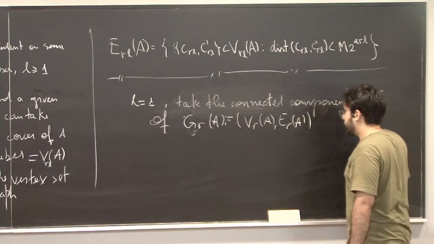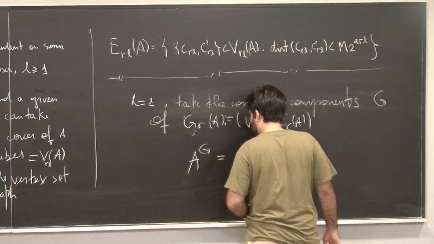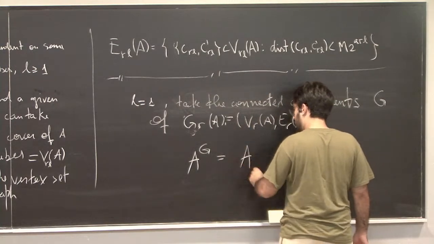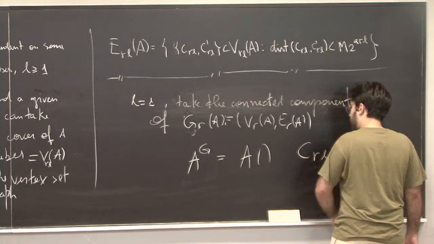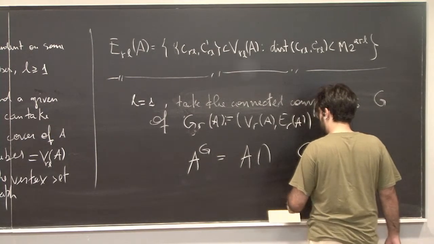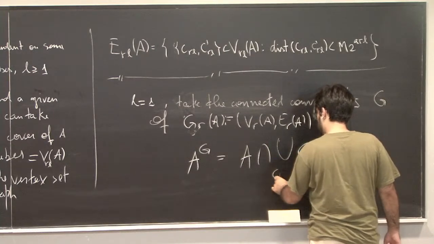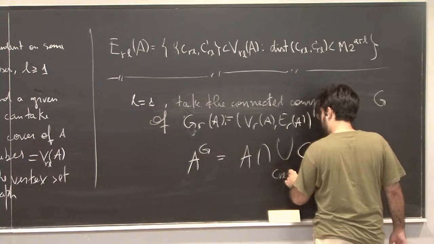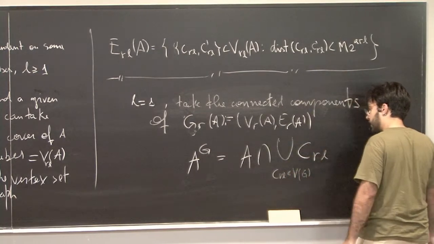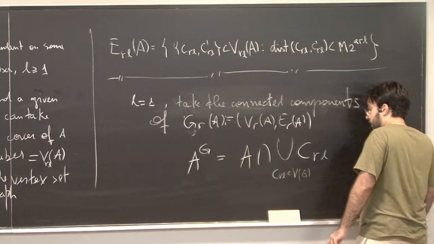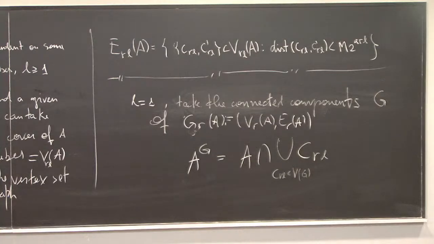you define AG as being the set A intersected with all the cubes CRL that is contained on the vertex set of the connected component G. Okay. So again, just to see a picture.